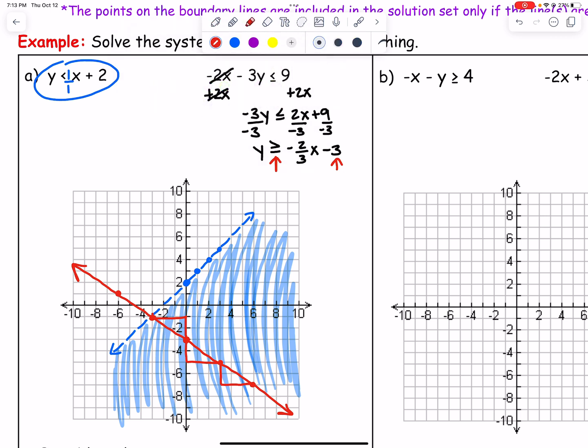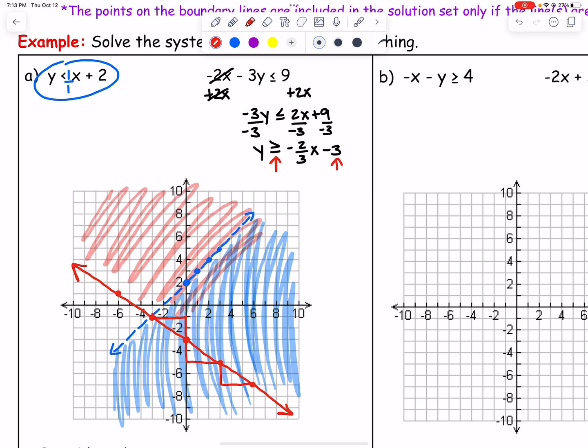So greater than means all the points above that line. So up here above that line. And then my solution set is going to be all the points where those two colors come together. So the red and the blue will shade as purple area here. So any point in this area that's purple would be a solution to my system of inequalities.